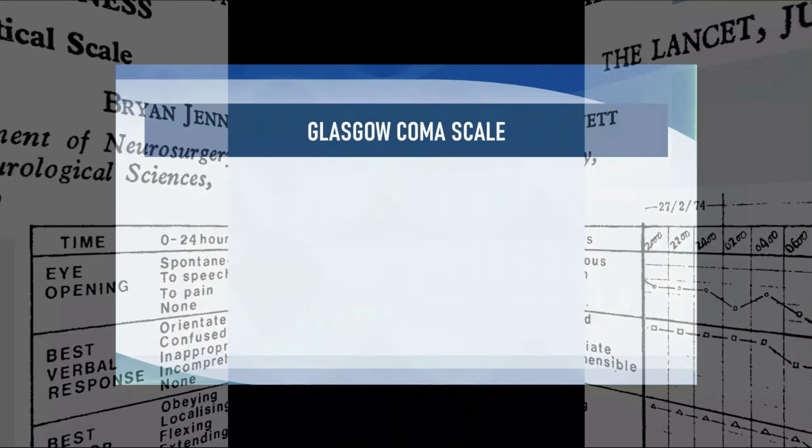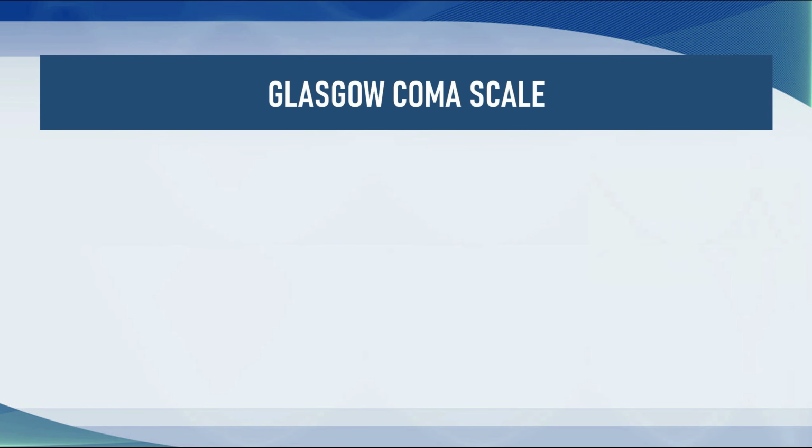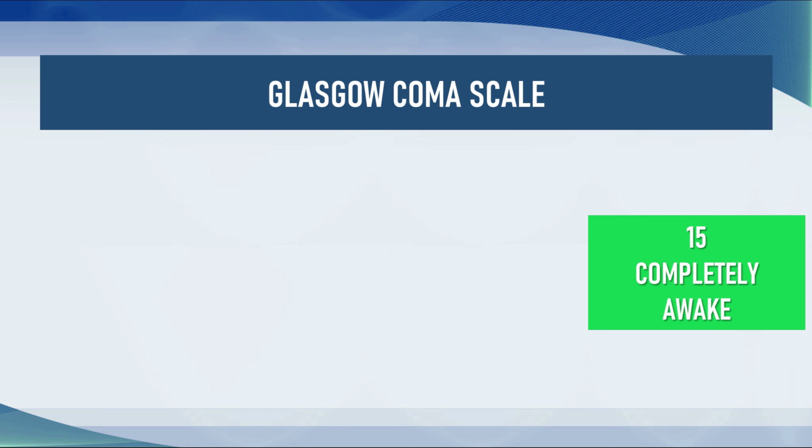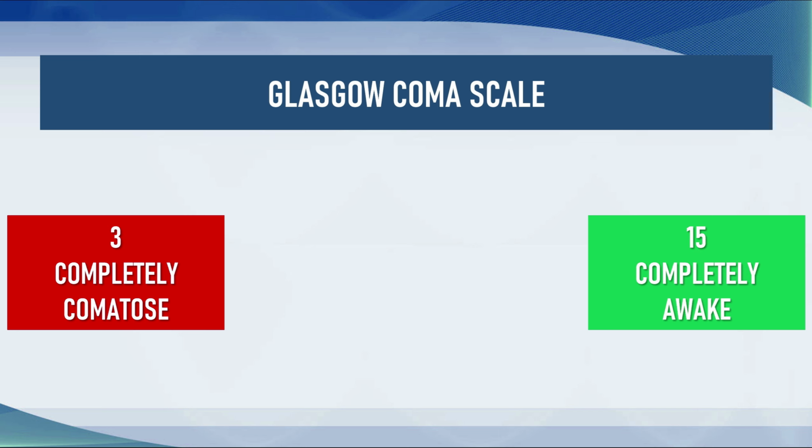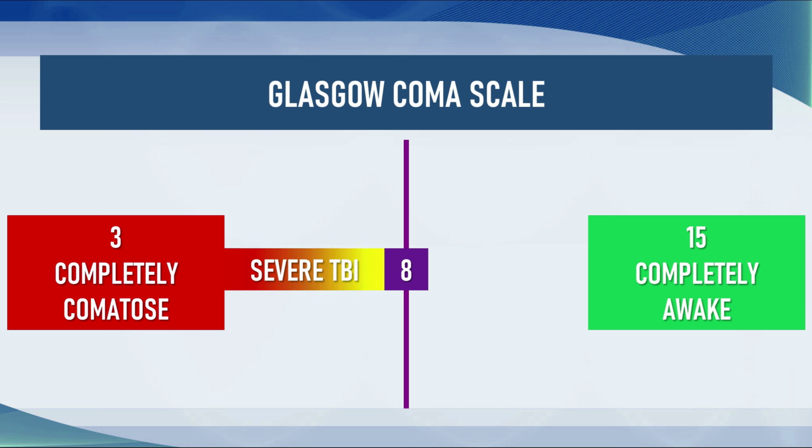The modern version of the Glasgow Coma Scale goes from a maximum of 15, where the patient is completely awake, down to 3, where the patient is completely comatose. There is no number below 3. There seems to be an inflection point at around 8, where below that number, the patient is seen as having a severe traumatic brain injury, and above that number, the patient has a moderate traumatic brain injury. And obviously, the higher that number goes towards 15, the less severe that brain injury is.